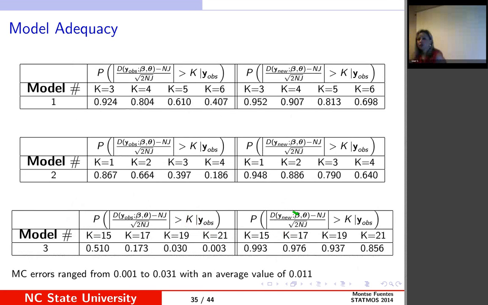Maybe another way, in a more analytic manner, to look at it is to go and look at the actual values of the two densities. So here for model 1, on the left we have the density values that correspond to the observed discrepancy.